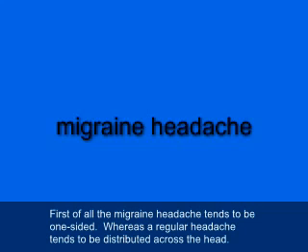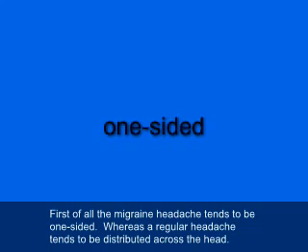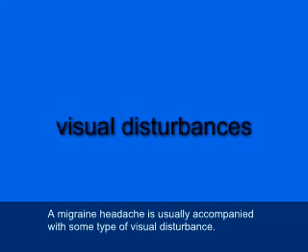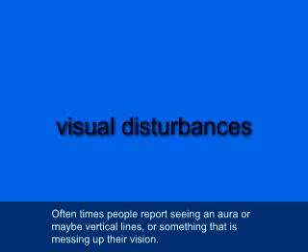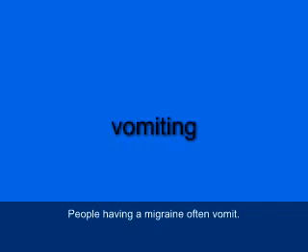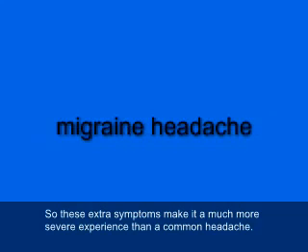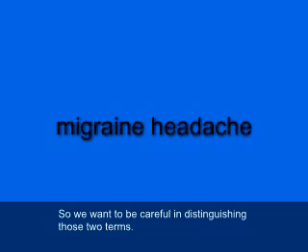First of all, the migraine headache tends to be one-sided, whereas a regular headache can be more distributed across the head. The migraine headache usually is accompanied with some type of visual disturbance. Oftentimes people report seeing an aura or maybe vertical lines or something that is messing up their vision. People having a migraine often vomit, and they often have a sensitivity to light and sound. So these extra symptoms make it a much more severe experience than a common headache. So we want to be careful in distinguishing those two terms.